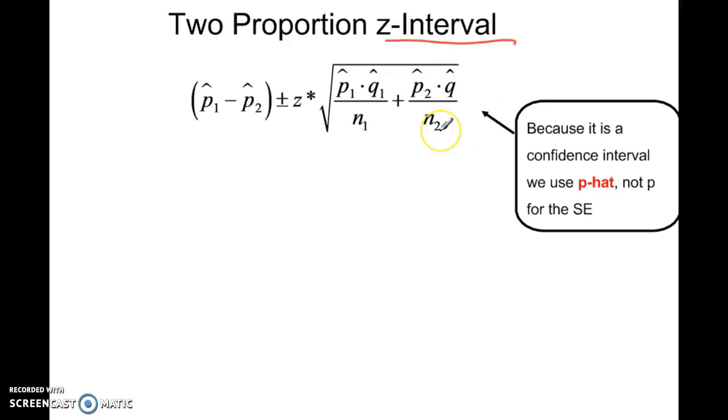Well, p hat, actually both p hats are in the middle of our interval. The middle of our interval is p hat 1 minus p hat 2. So that's the point estimator plus our z critical value times the standard deviation. All of this is our standard deviation. And again, we're using p hat and q hat because it's an interval. If it was a test, we'd use p and q there.